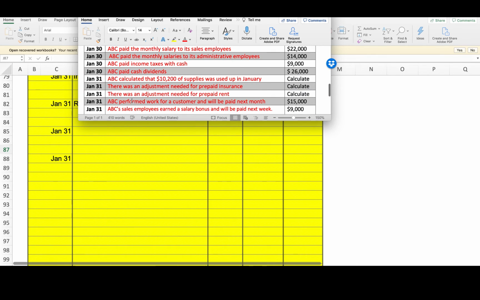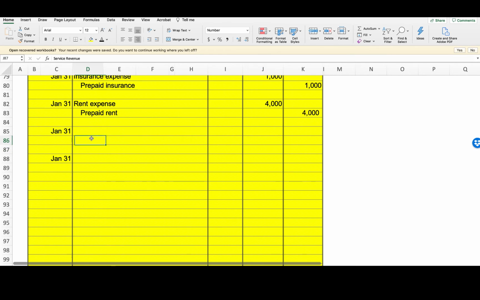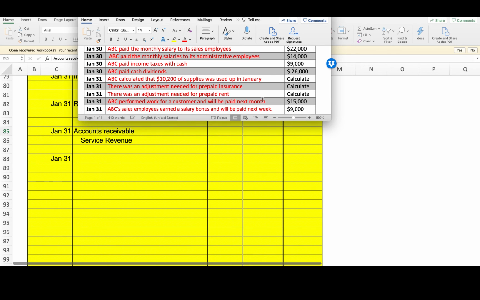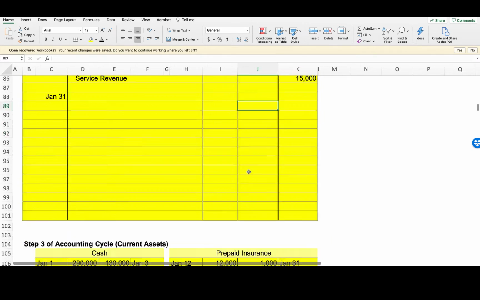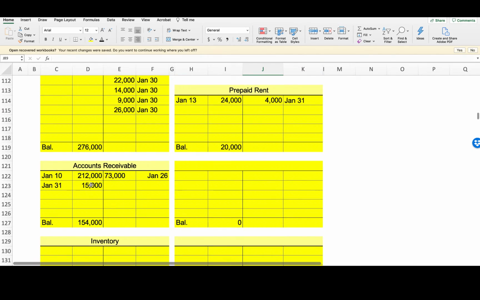So it says ABC performed work for a customer and will be paid next month. So you do work. Whenever you do work, that is an automatic credit to service revenue. You're not being paid now. You're being paid sometime in the future. So that's accounts receivable. Very simple entry. So I'm going to debit accounts receivable for 15,000, and I'm going to credit service revenue for 15,000. And again, I need to post it. So I come down for 15,000 and then I credit for 15,000. Okay? So that's what I'm doing. I'm debiting and I'm crediting for 15,000.